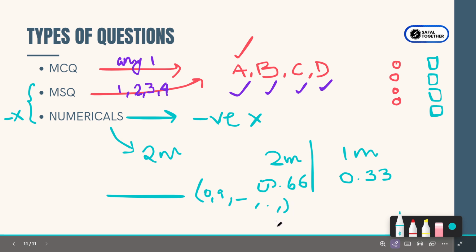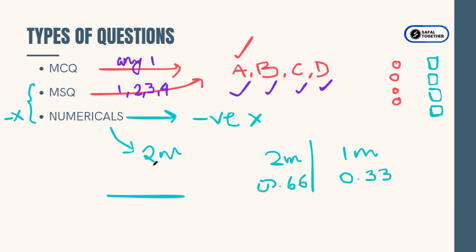Certain questions or certain years have actually added a little more clue to it. They've given, take the calculation up to 2 decimals or something of that sort, would be given in the bracket, but that's an addition. In general, numericals do not have negative marking.